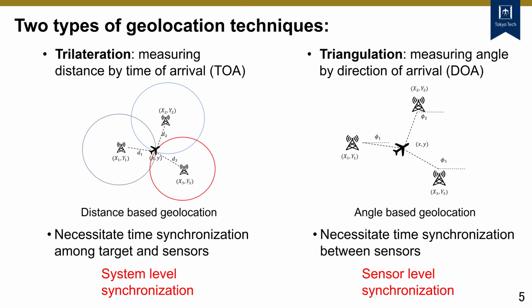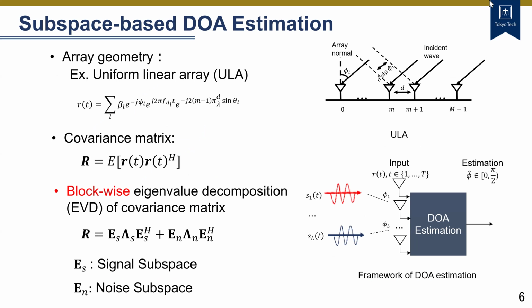Another technique is called the triangulation method, in which we measure the angles between the targets and the sensors instead of the distance. In this technique, we only need to satisfy sensor-level synchronization. That means the time synchronization only needs to be satisfied among the sensors, not between the sensors and the target. So compared to the trilateration method, this technique is easier to realize. In our project, we focus on the triangulation-based method, in which we need to estimate the angles first, which is the direction of arrival.